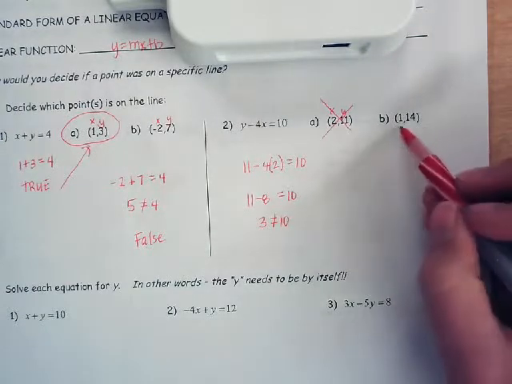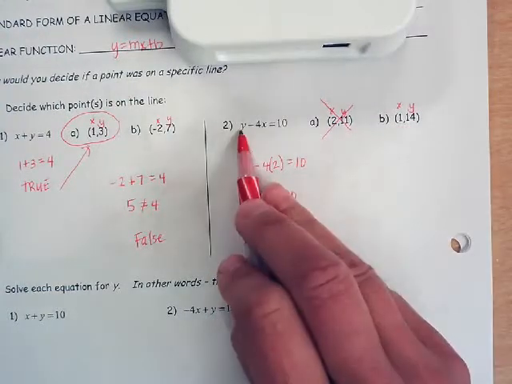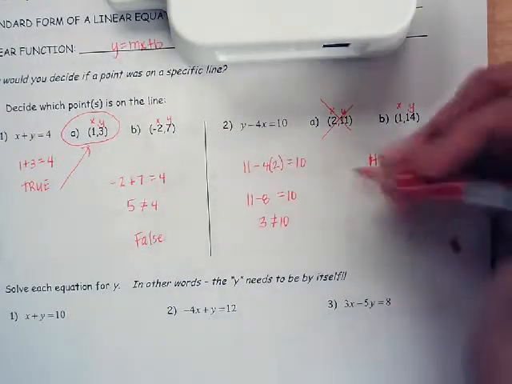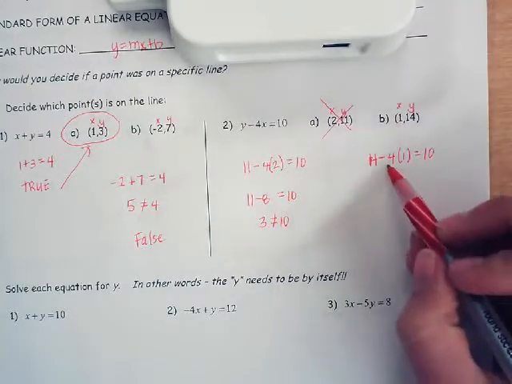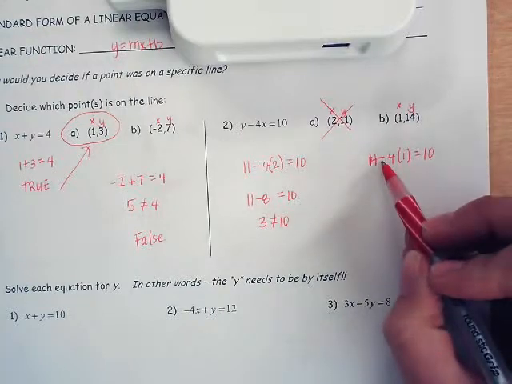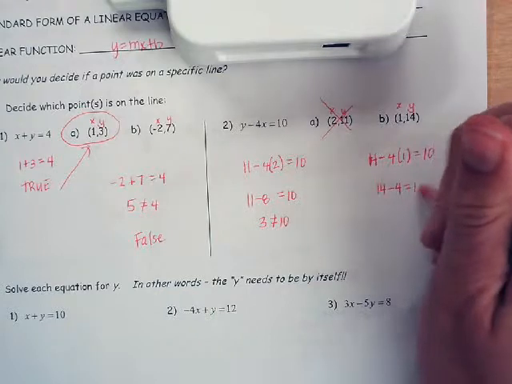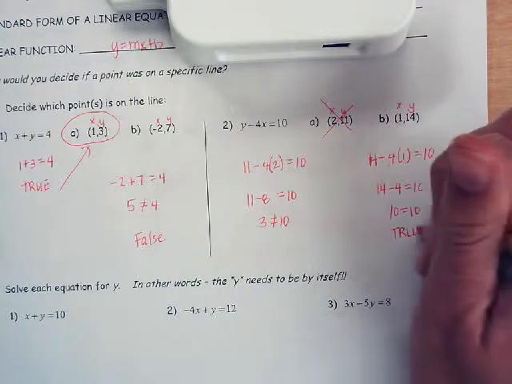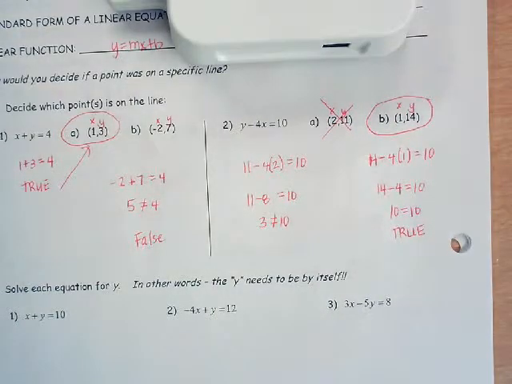Let's try 1 and 14. So 1 is my X, 14 is my Y. So 14 goes here, minus 4 times 1 equals 10. 14 minus 4 times 1, so 4 times 1 is just 4. It's negative 4 because there's a minus here. So 14 minus 4 equals 10, and that is true. So if we find out that that's true, then this point satisfies the equation, and it is on the line.